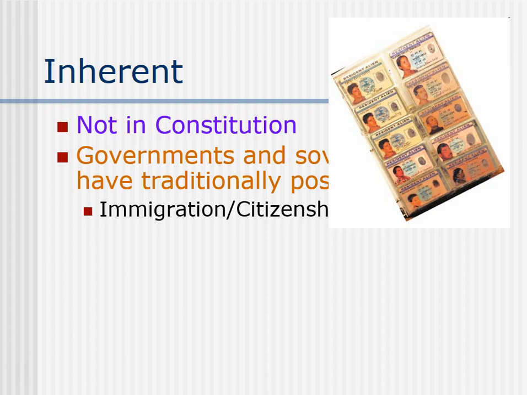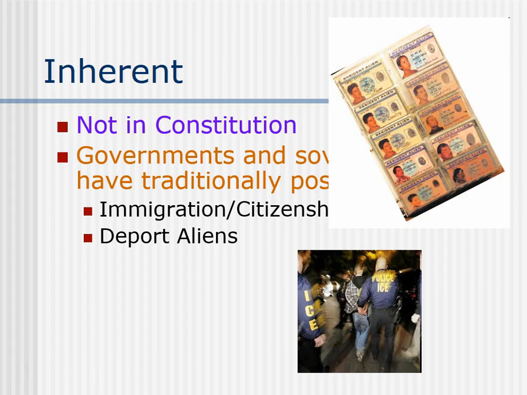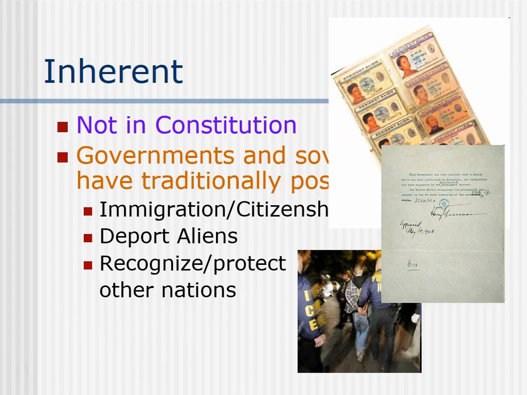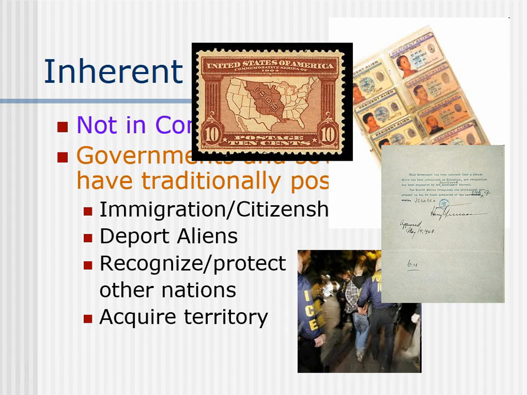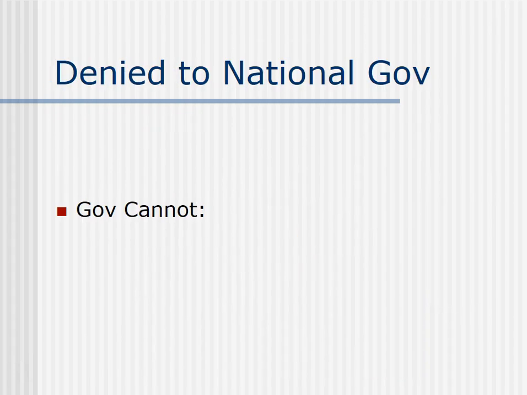Other things that Congress or the government has the right to do that aren't directly listed in the Constitution: immigration and citizenship, deciding who can enter our country, deporting aliens, kicking people out who don't belong in the United States because they entered illegally, recognizing and protecting other nations. That's not something that's actually listed in the Constitution, but because we're a government we have the right to do it. Acquiring territory, the Louisiana Purchase being the most famous example. This is also not actually listed in the Constitution, but it is a power because we are a government, we have the right to do it.